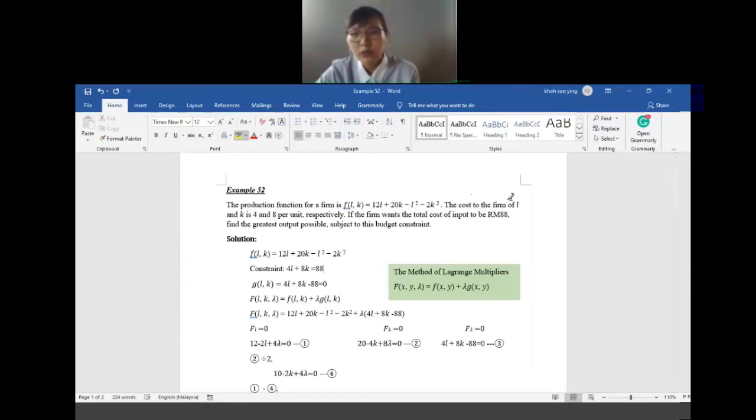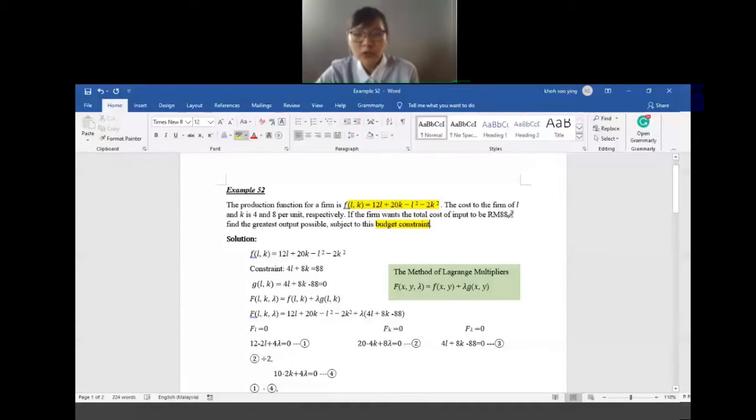From the question, we know that this is our production function, and now we have our budget constraint. This question is different from the previous question as this time we have a constraint. The constraint is 4L + 8K - 88, as you can see that L and K cost 4 and 8 per unit and the total should equal 88.